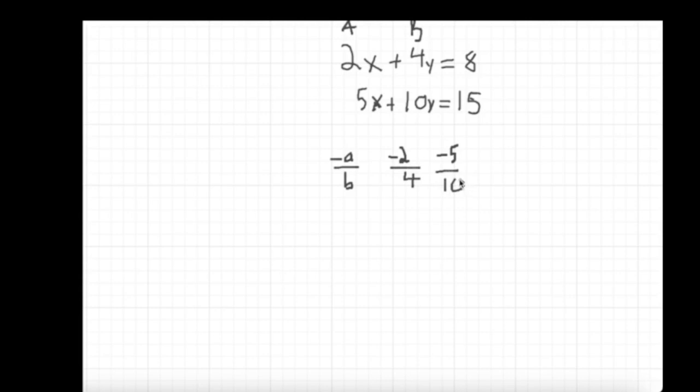Now, do you see the problem here? Both of these slopes are equal. Negative 2 over 4 equals negative 1 half. And negative 5 over 10 equals negative 1 half. If you simplify them, these both equal negative 1 half.